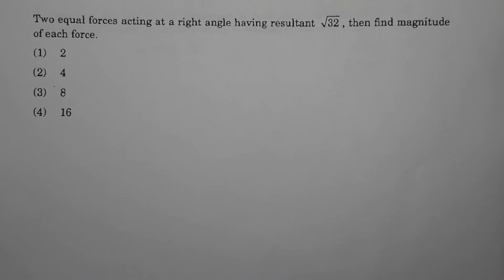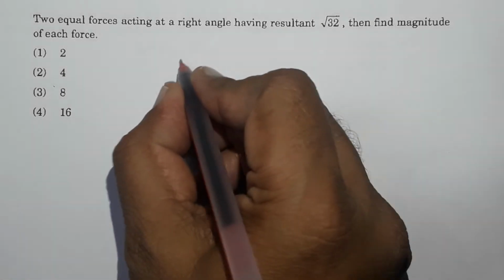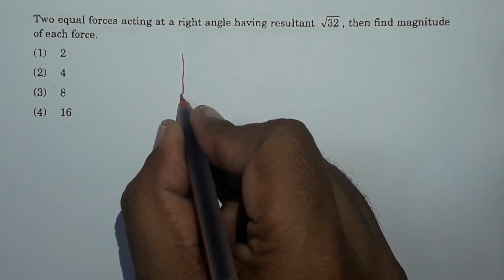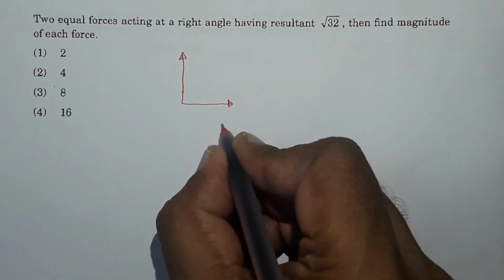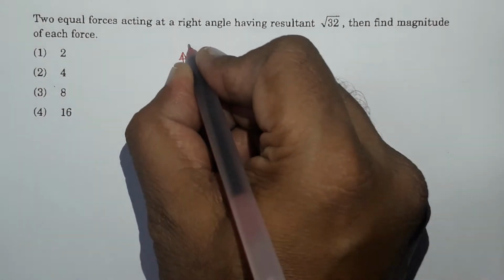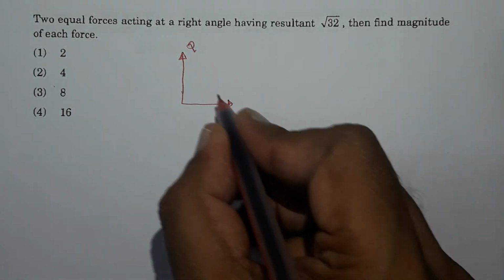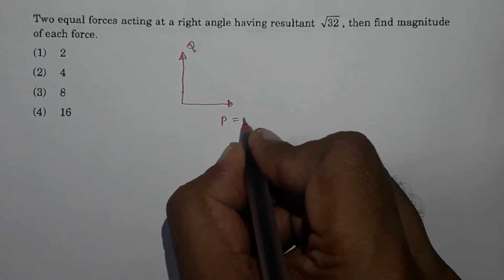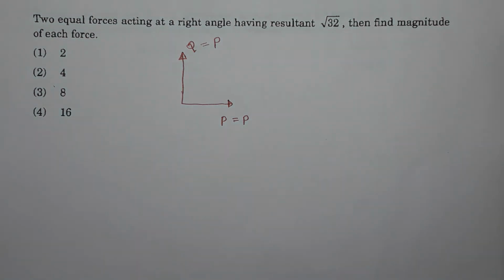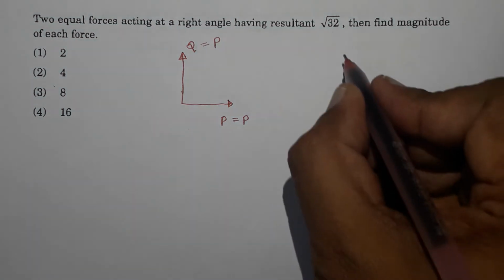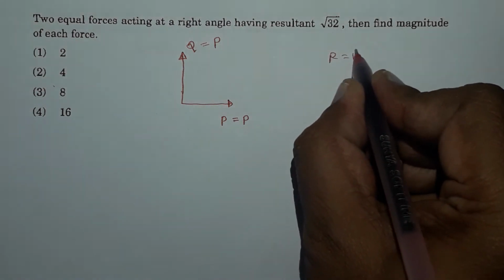options are given. Now here they have given that there are two forces which are equal in magnitude. So I am drawing the figure. So let these are the two forces. Usually as per our basic problem, the first force is P, second force is Q. So here as both the forces are equal, let the first force is P and second force is also equal to P. Now the resultant is given, R is equal to root 32.